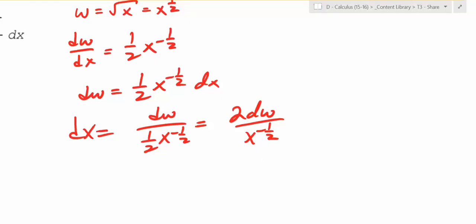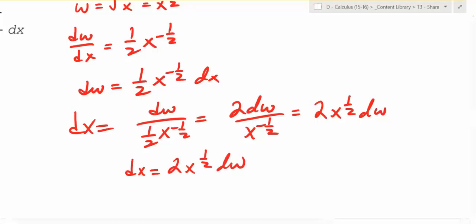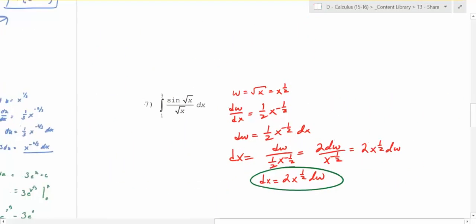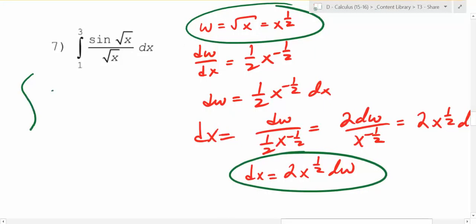X to the negative 1/2 in the denominator is the same as x to the what in the top? 2x to the 1/2 dw, exactly. So we now know that dx is equal to 2x to the 1/2 dw. That is the key thing you have to figure out in this question, because when you now make those two substitutions right there, what do you get? Integral sine of what? Sine of w over the square root of x. Instead of dx, what do we write? 2x to the 1/2 dw.